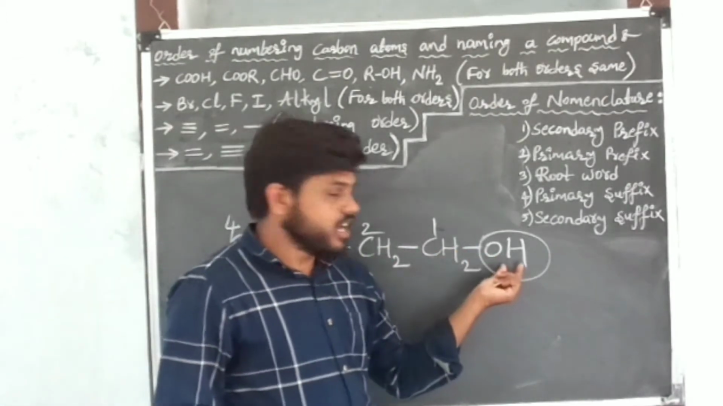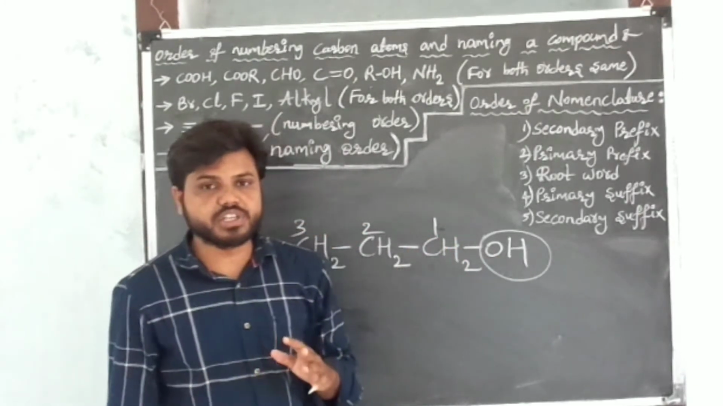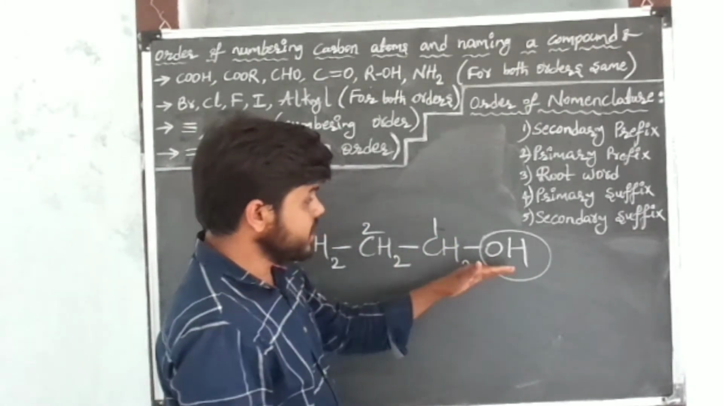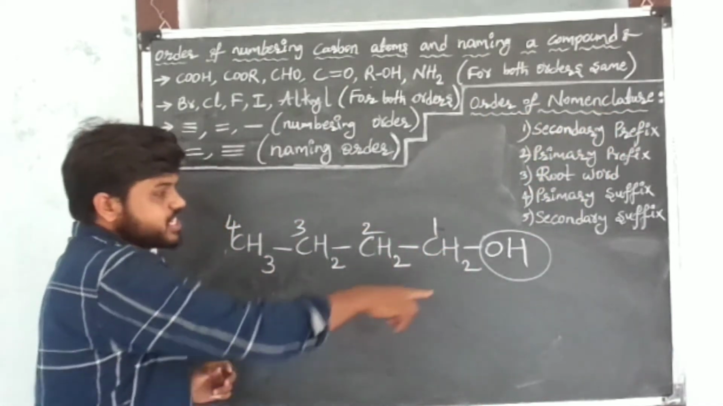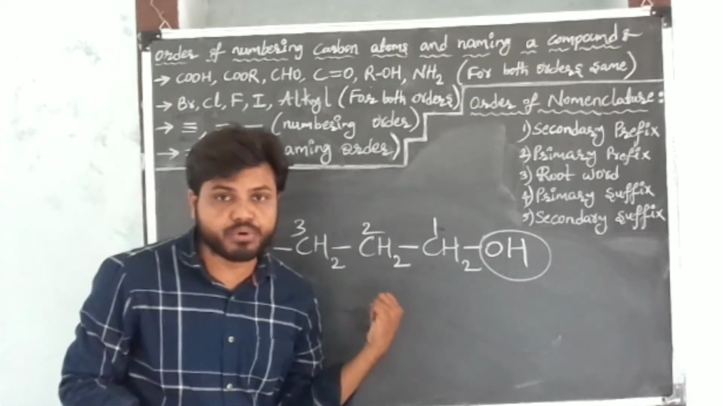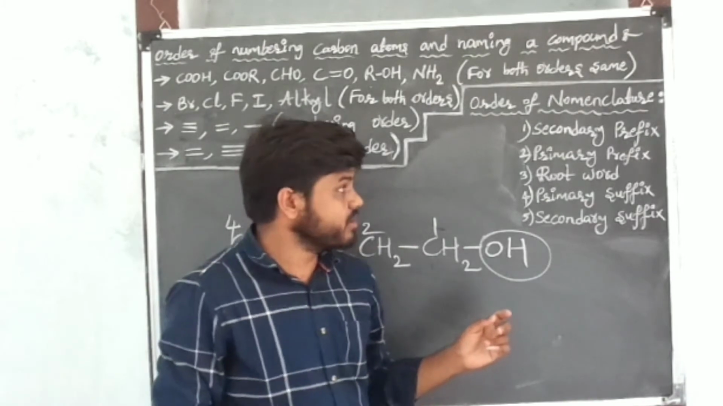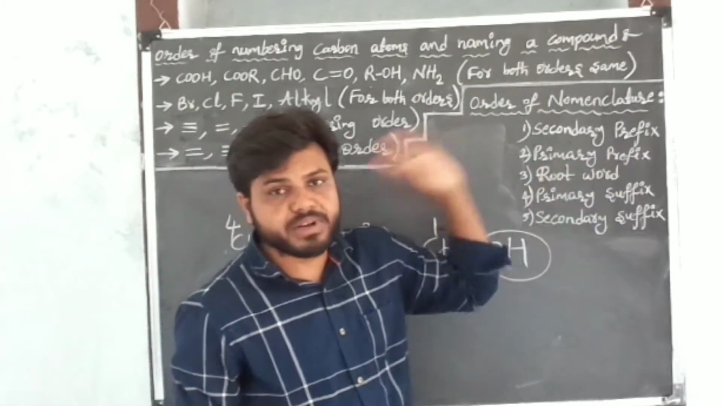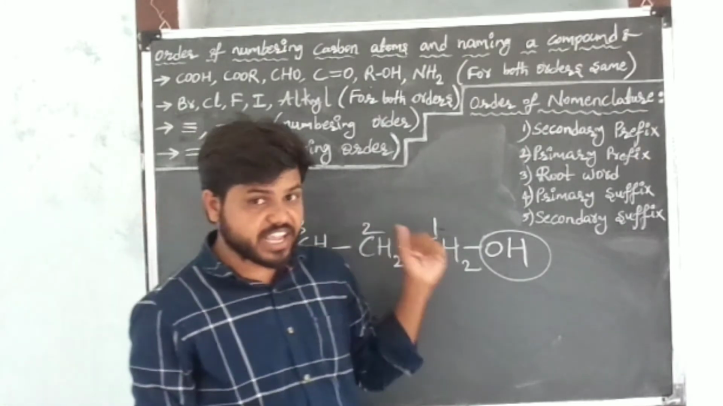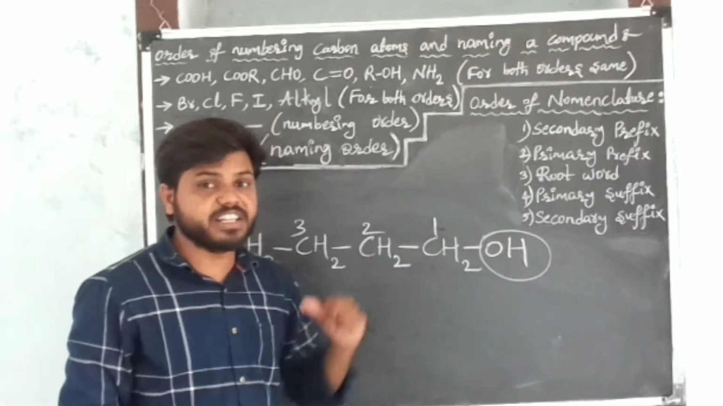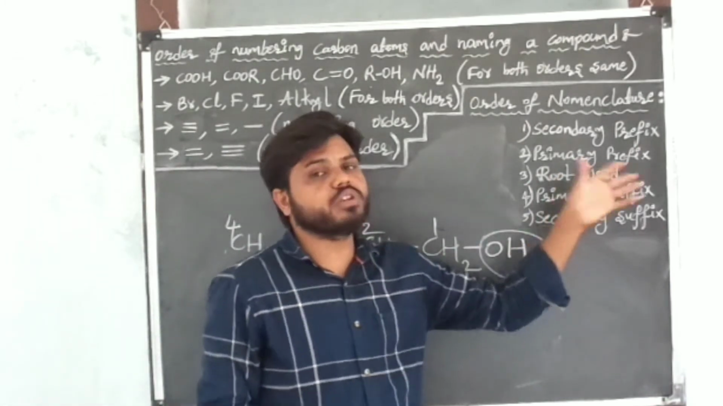See the numbering of the alcohol: it is on the first carbon. After giving numbers, first write the secondary prefixes. Secondary prefixes, such as substituents, are not present in the given carbon compound. Then go to the primary prefix. Here the primary prefix is cyclic, and cyclic is not present in the given carbon compound.